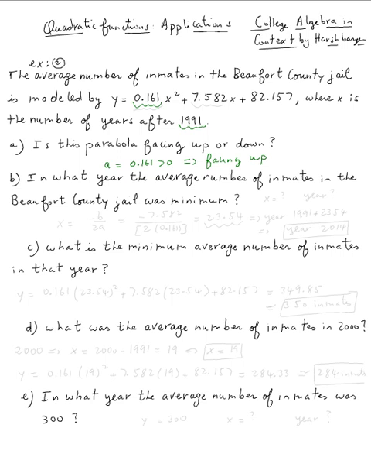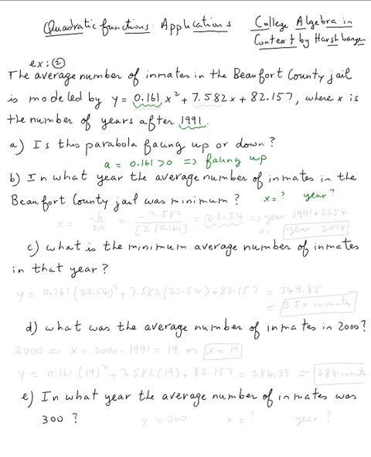Question B: in what year was the average number of inmates in Beaufort County Jail at a minimum? So we're looking for x, and once we find x, we'll be able to find the year, because we know x is just a number of years after 1991. So how do we find the x? The question is asking for the x coordinate of the vertex.